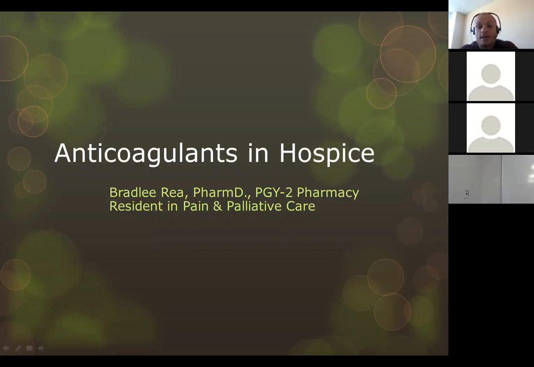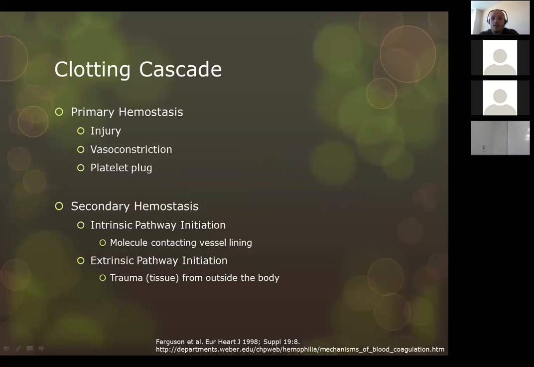Today I will be talking about anticoagulant use in hospice. Before we start, an important thing to understand is how the body goes through the coagulation and clotting process. I'm going to go over this very briefly. Essentially there are two different mechanisms: primary hemostasis and secondary hemostasis.